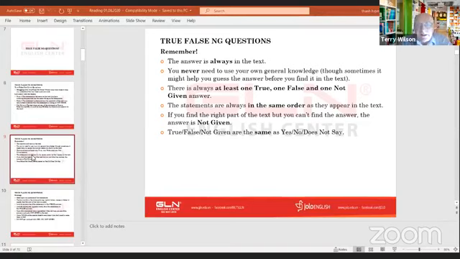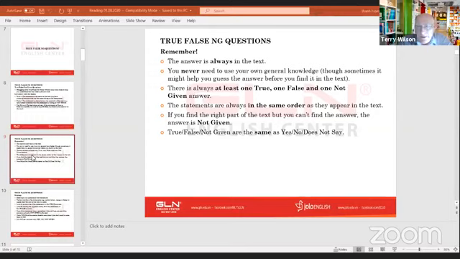So remember, the answer is always in the text. You never need to use your own general knowledge, though sometimes it might help you guess the answer before you find it in the text. This one's important. There is always at least one true, one false, and one not given answer. So true, false, not given tend to be in a group of 5 questions, and at least one of them will, one answer will be of each type.